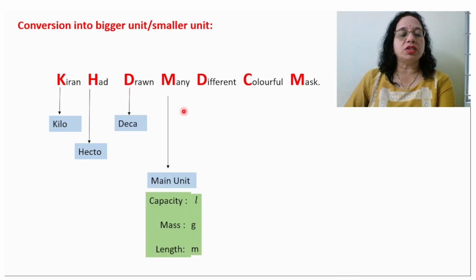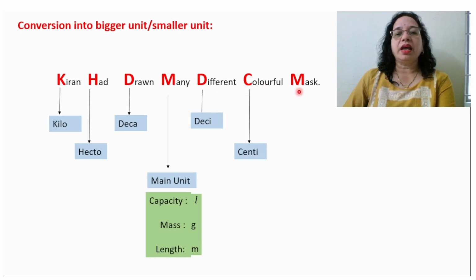What is the meaning of main unit? If you are talking about the capacity, the main unit will be liter. If you are talking about the mass, the main unit will be gram. And if you are talking about the length, the main unit will be meter. This sentence is useful for capacity, mass and length, all the three types of conversion. Next D means deci, C means centi and M means milli.